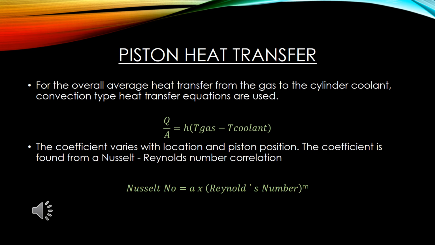Now I will talk about piston heat transfer formulas. For the overall average heat transfer from the gas to the cylinder coolant, convection type heat transfer equations are used. Q divided by A is equal to h times (T gas minus T coolant). The coefficient varies with location and piston position. The coefficient is found from a nozzle Reynolds number correlation.